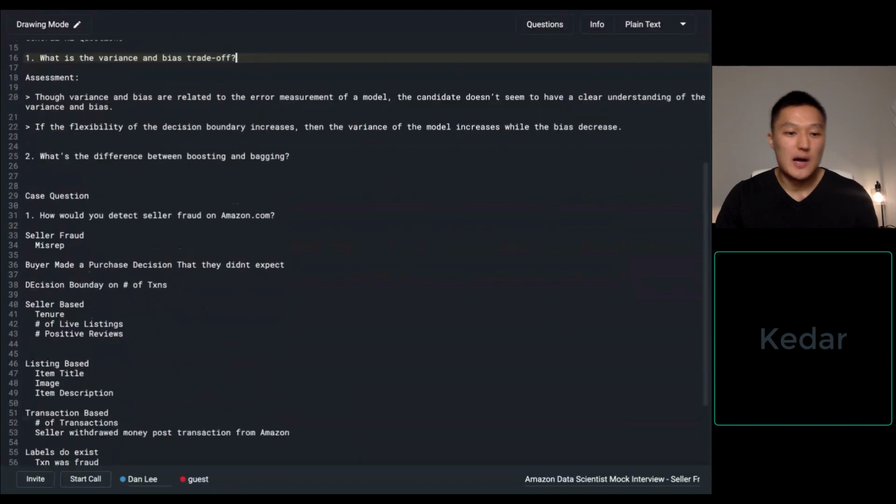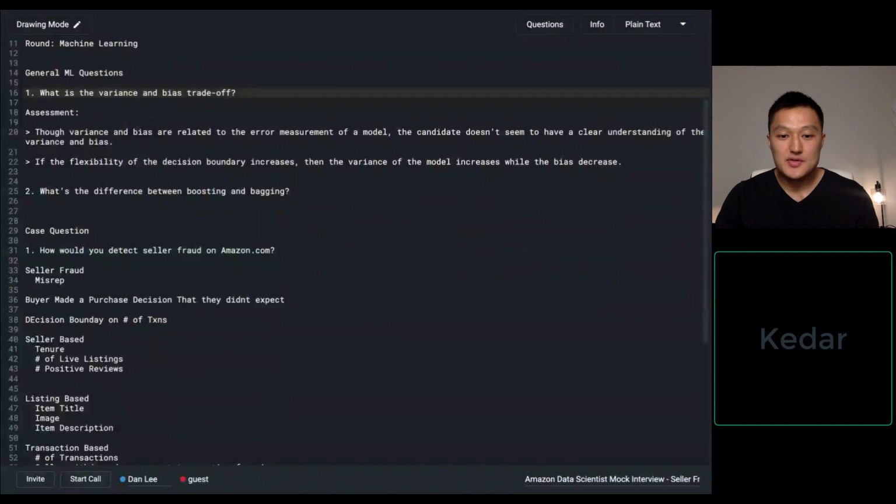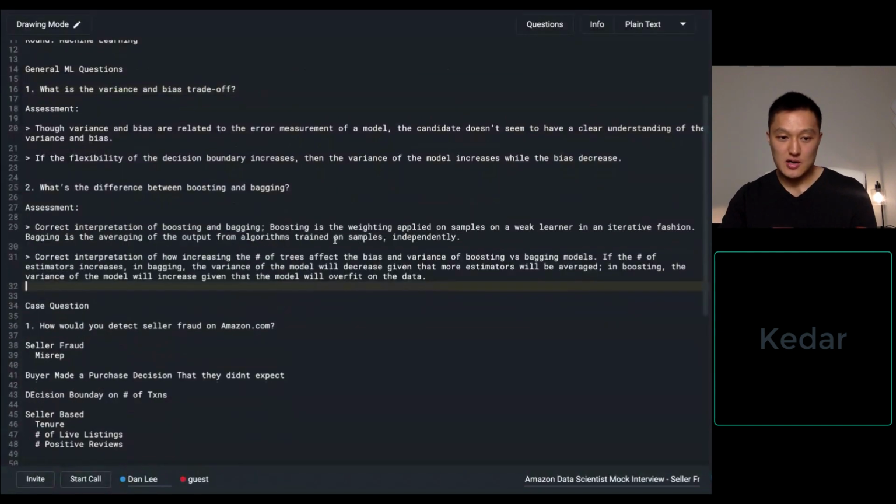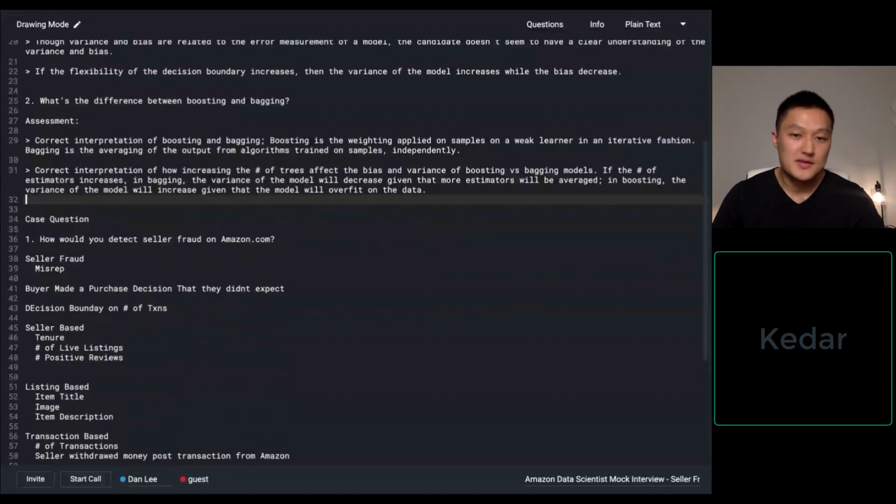The next question is about the difference between boosting and bagging. Once again, I would say that you provided a solid response. You had a very clear explanation of the difference between boosting and bagging. And when I asked follow-up questions about what happens if you were to increase the number of trees, and how that affects the bias and variance of boosting versus bagging models, your answer was correct. When you increase the number of trees in bagging, the variance of the model is going to decrease, whereas the bias is going to increase. And in the boosting case, if you increase the number of trees, the model is going to start to overfit, so the variance of the model is going to increase while the bias is going to decrease. So that was a really good response. Does that make sense? Yeah, thanks.